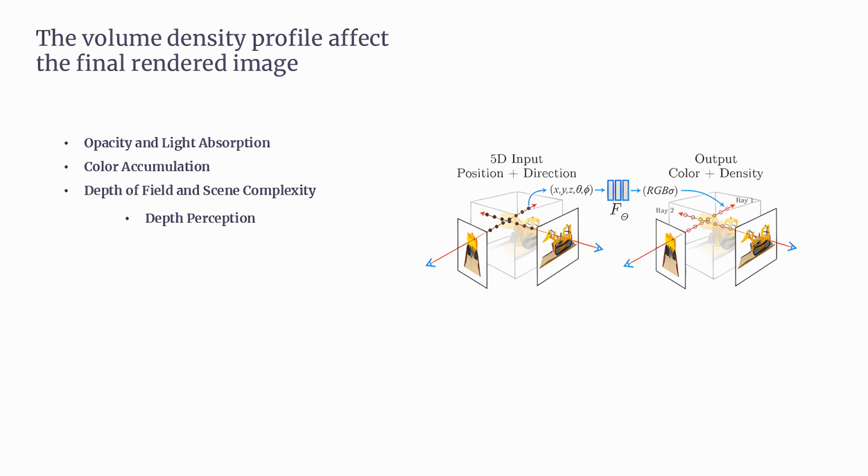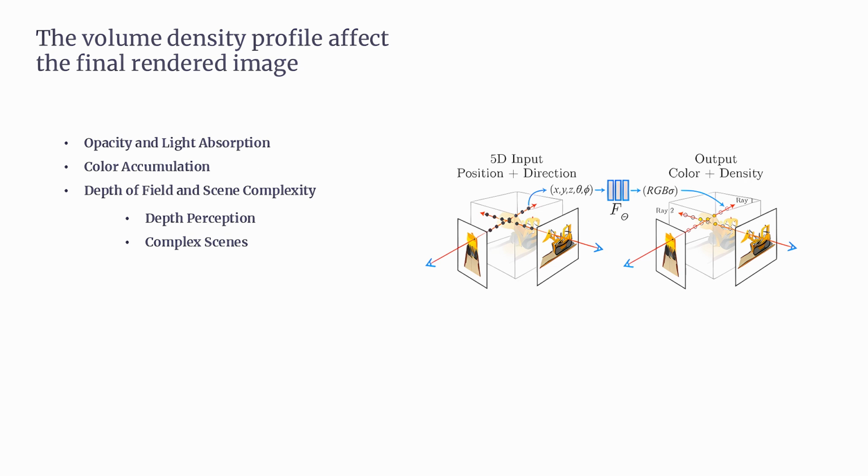Depth perception. The volume density profile affects how depth is perceived. By simulating effects like fog or haze, which are materials with varying densities, NeRF can make objects appear closer or further away. This adds realism to the scene by creating a sense of depth.